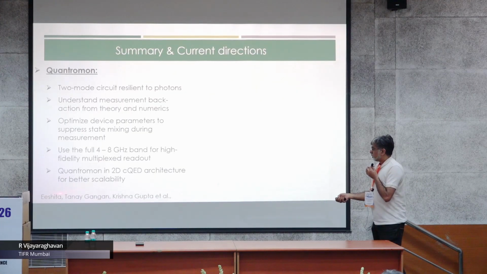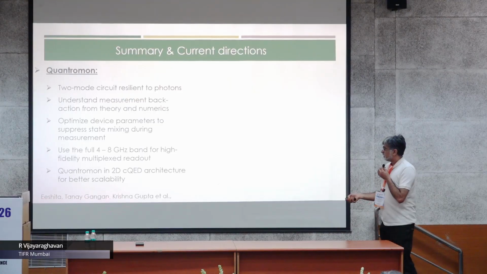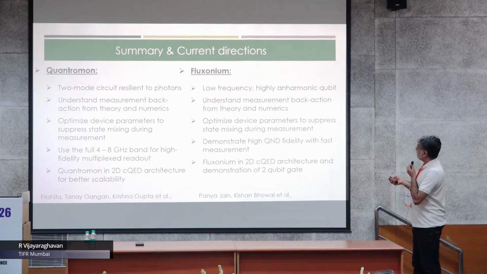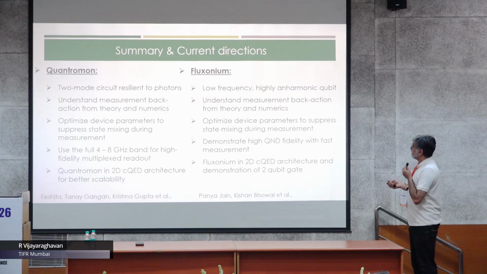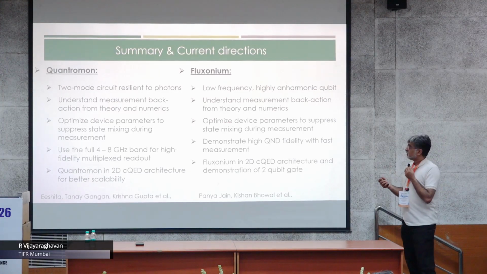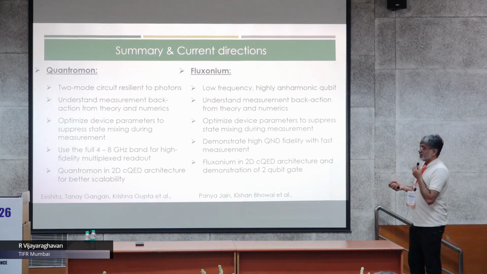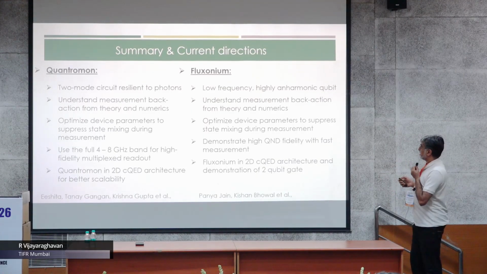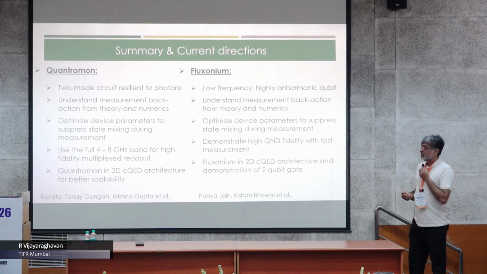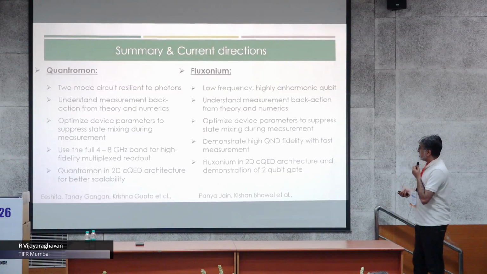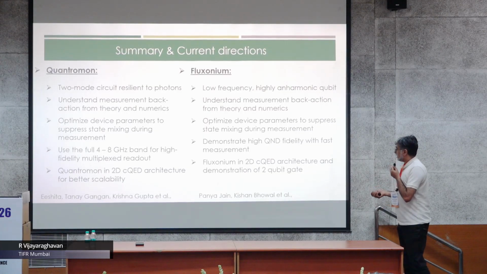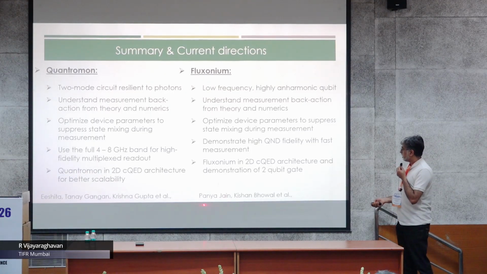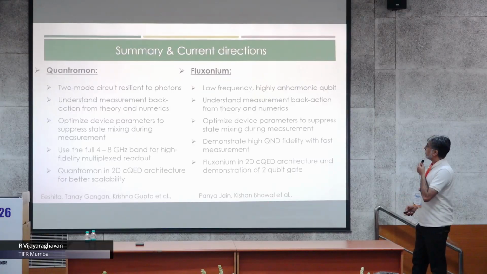And this work is now being carried forward by PhD student Ishita and other project students who are helping with these simulations. And the same kind of idea applies to the fluxonium, which is a low frequency but highly anharmonic qubit. And again, we have started doing extensive numerics, following other work done around the world, to understand why our device seems to be doing better than some of the other ones, and then further fine-tuning the device parameters to demonstrate even higher fidelity, and maybe even possibly without using low noise amplification techniques. And again, for scalability and other reasons, we want to move to the 2D circuit QED architecture. And this work is being led by Panya Jain and project student Kishan Bhuvan.